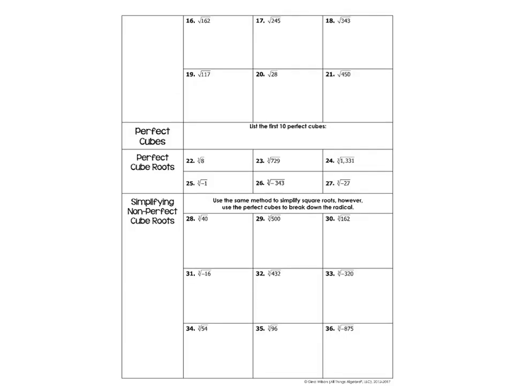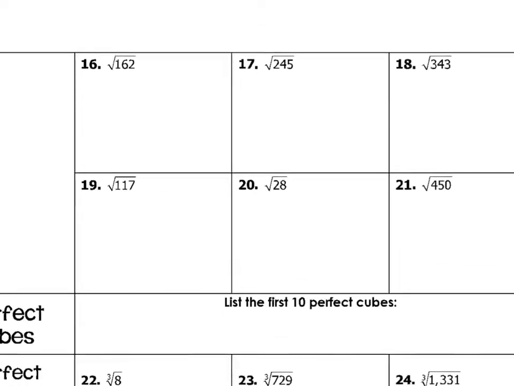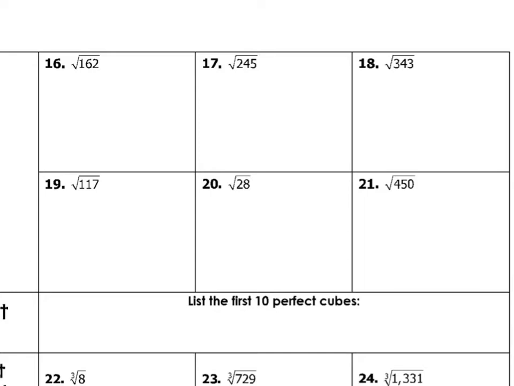Let's look at the next page. All right, 162. So let's do 2 times 81. Well, 81's a perfect square, 9 times 9, right? So a pair of 9's come out. 2 didn't have anybody, so it stays home.